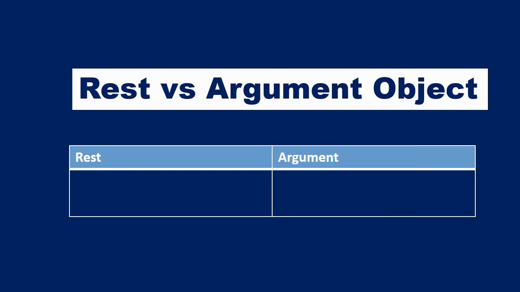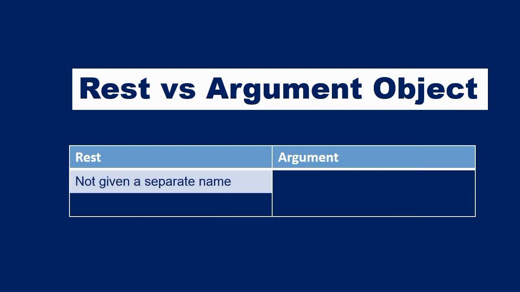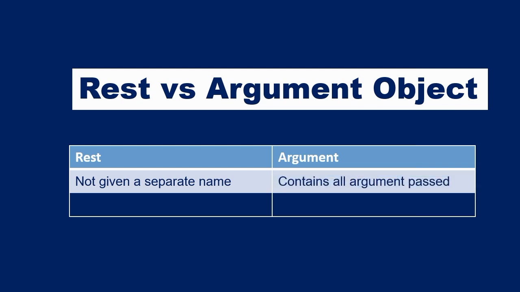The REST parameters are only the ones that haven't been given a separate name. That means they are not formally defined in the function expression, while the arguments object contains all the arguments that are passed to a function.